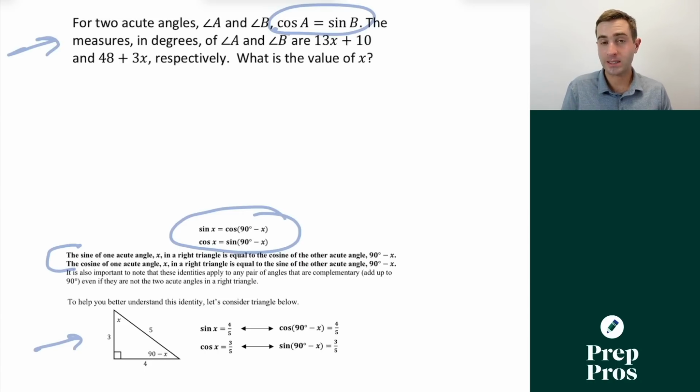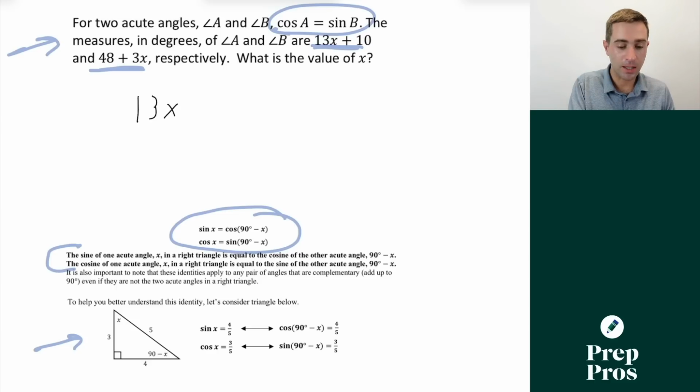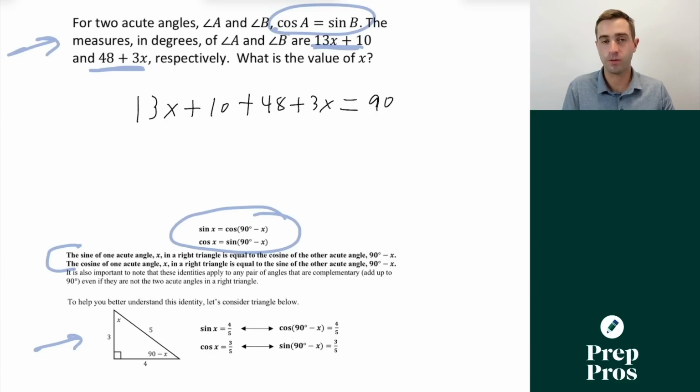Now, if we can pull that statement out, we can take this really challenging question and make it quite easy for us. What that tells us is if the measures in degrees of A and B are 13x plus 10 and 48 plus 3x respectively, well, this just tells us that these two things together have to add up to 90 degrees. Now from here, this is a pretty easy question, but these can show up as some of the last questions of your first module or those kind of death row of questions, about the last 5 or 6 in the second module.